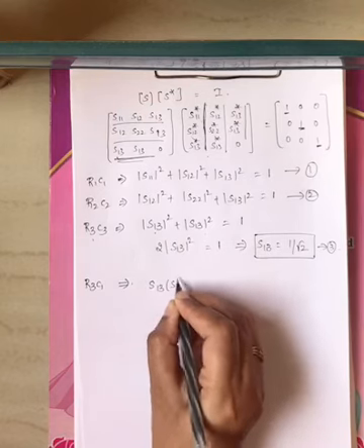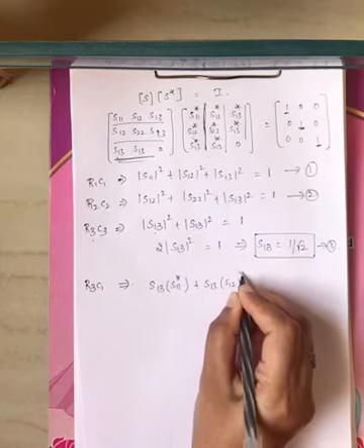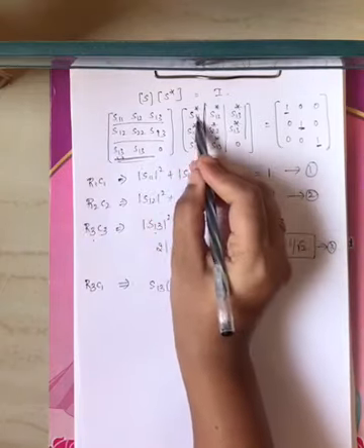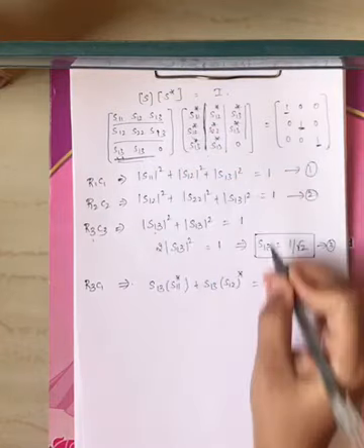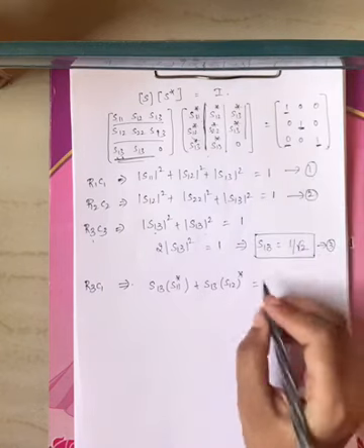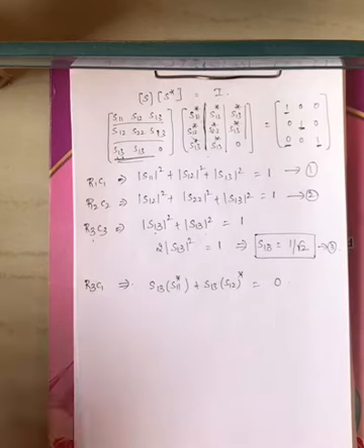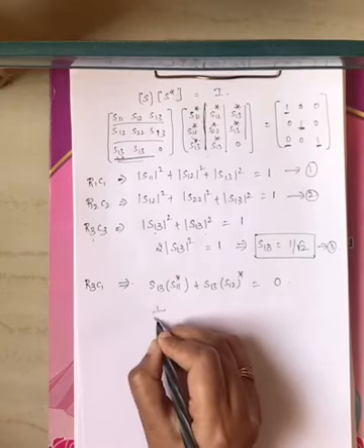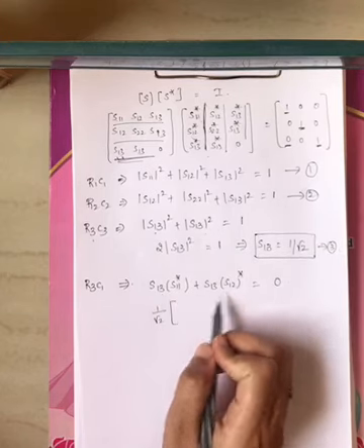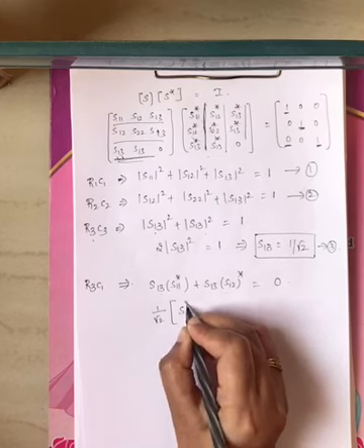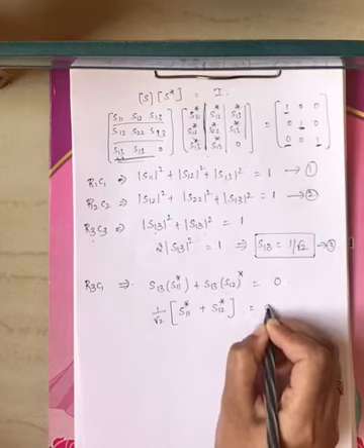S13 into S11 conjugate plus S13 into S12 conjugate, this will be 0. Now what is the value of this R3 C1? 0, right? Now substitute the value of S13, that is 1 by root 2. If I take S13 common from this S13 and from this S13, we get 1 by root 2 of S11 conjugate plus S12 conjugate, which is equal to 0.